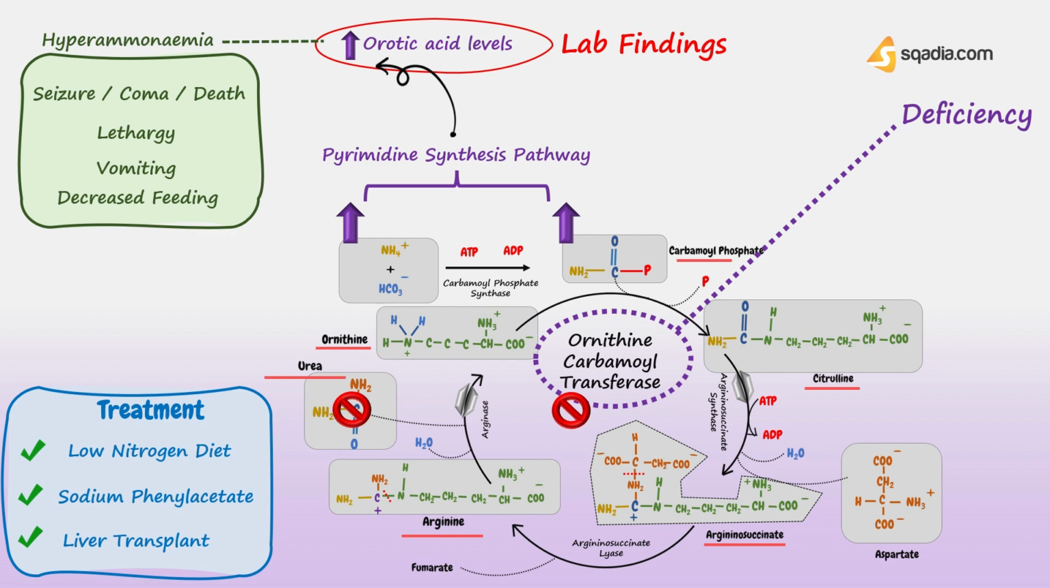There are many other disorders related to the urea cycle, but ornithine transcarbamylase deficiency is the most common urea cycle disorder. That was all about today's video on one of the most common disorders of the urea cycle.